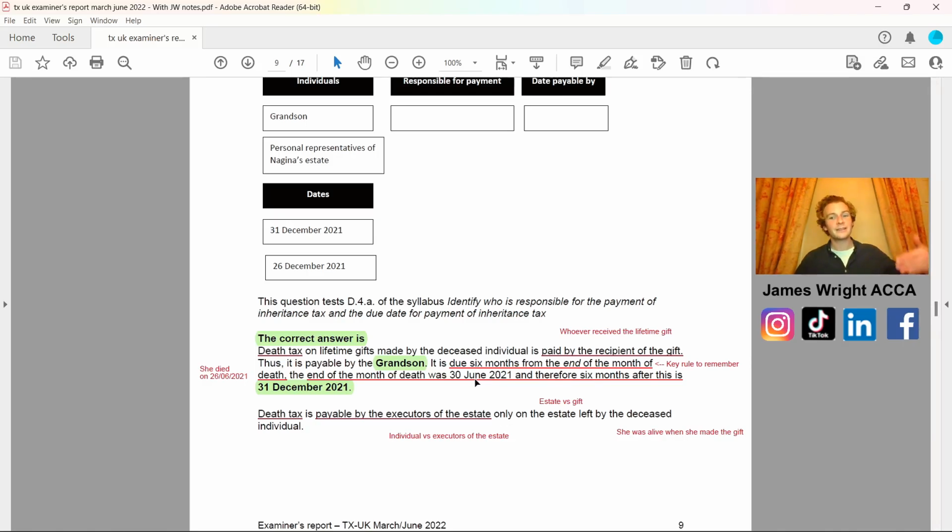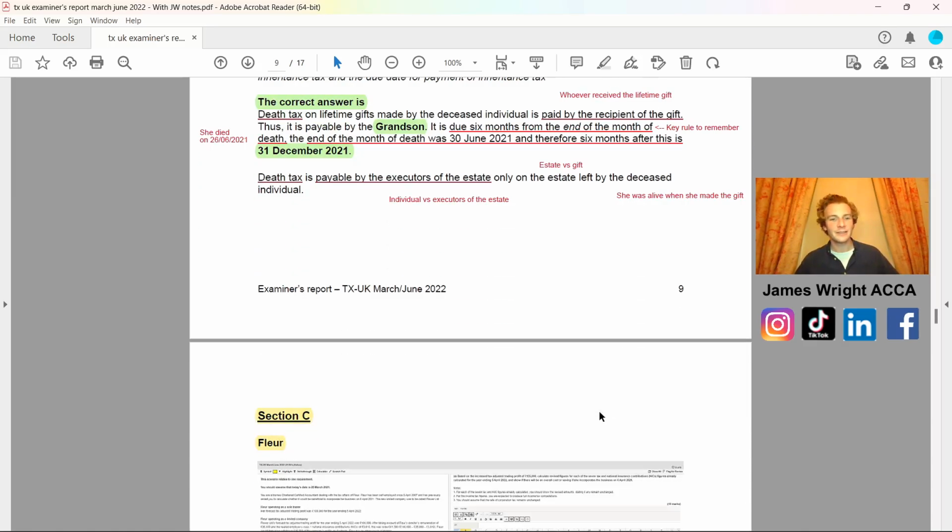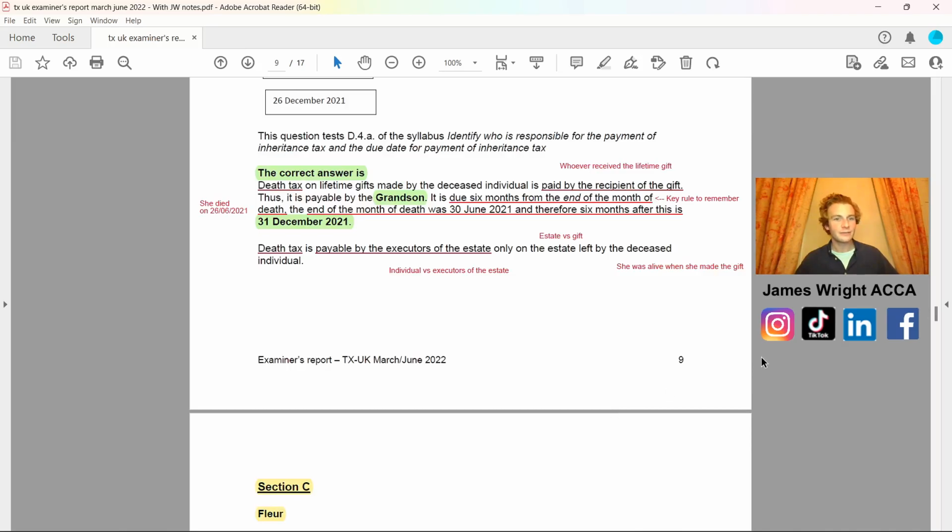We go to the end of the month, and therefore death tax is payable by the executors of the estate only if the estate is left by the deceased individual. So this is where the individual versus the executors of the estate versus an estate versus a gift. So she was alive when she made the gift. This is where the death tax is payable by the executors of the estate only on the estate left by the deceased individual. And that would take us down to section C.